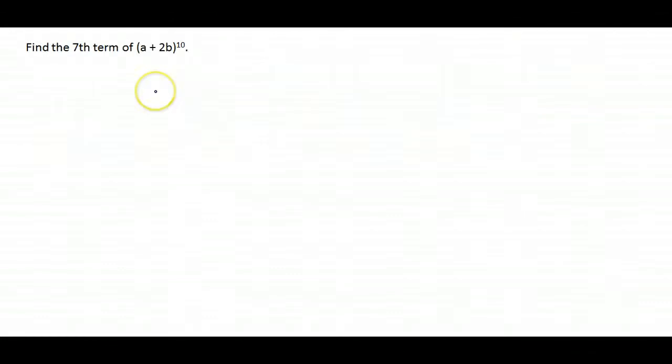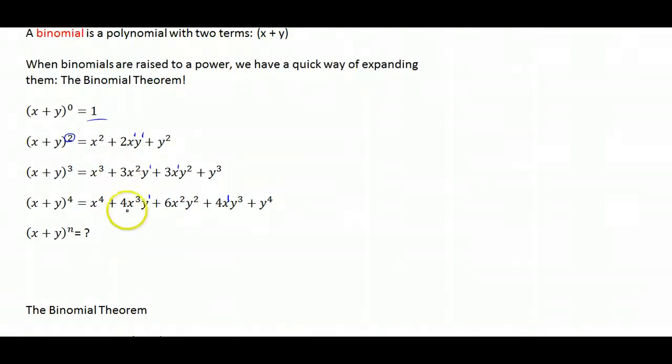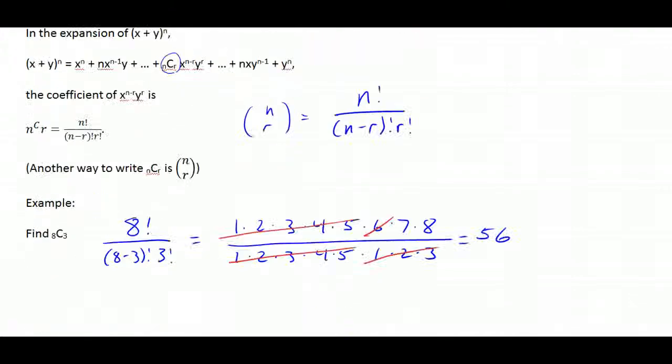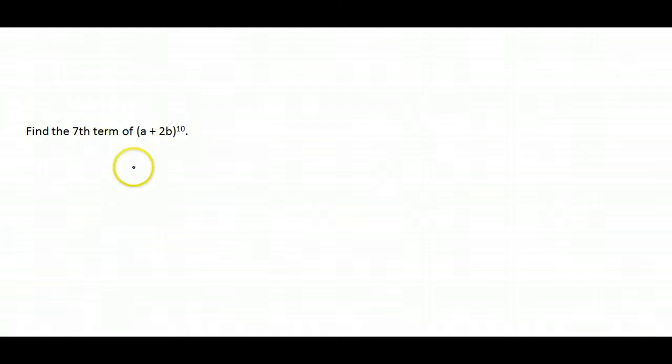Okay, last example. What if I just want to find one term? For example, find the 7th term of a plus 2b to the 10th. Okay, well, let's go back up to these expansions and look at some patterns here. Notice that the exponent of y is always 1 less than its place in the expansion. Y to the 0 is in the first term, y to the first is in the second, y squared is in the third term, y cubed is in the fourth term, and y to the fourth is in the fifth term.